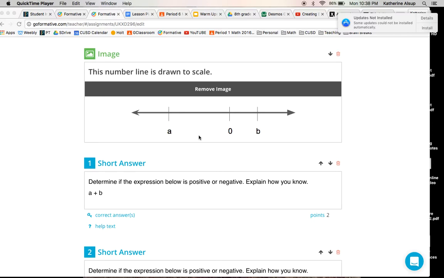Hey guys, this video is to go over the first problem from Operations on a Number Line Part 3. The first problem was to look at the expression a plus b and determine if it's positive or negative. In this case, we have a negative number and we're adding a positive number.